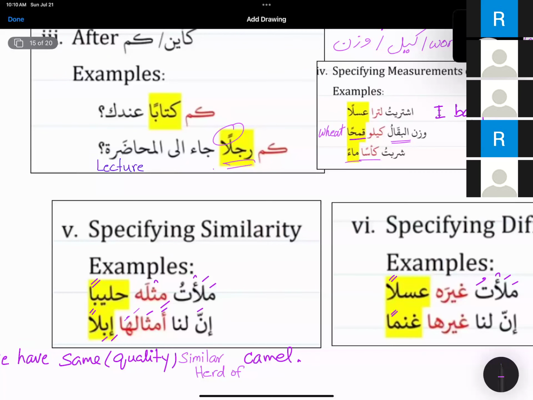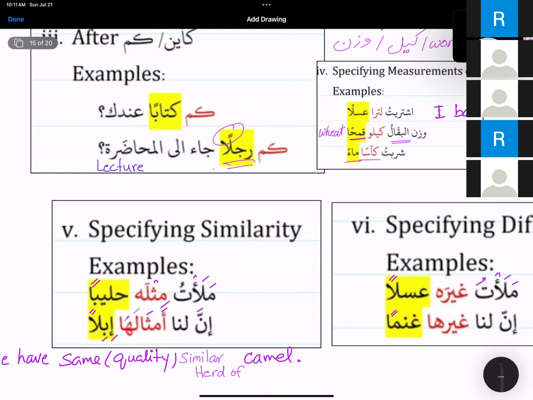Haliban. For example, you are drinking or you filled a glass with, let's say, soft drink, right? And I say I filled same glass with halib, right? So then misla is basically taking as a measurement, right? So I filled misla haliban. Or inna lana amsalaha ibilan.